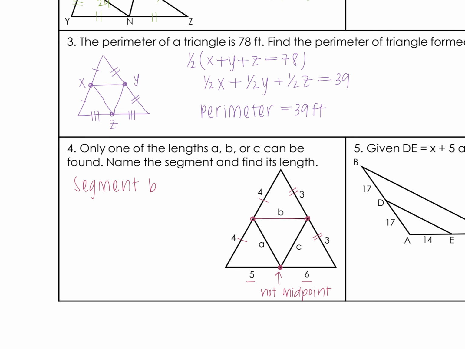So we're naming the segment, so segment B, and we want to find its length. Okay, so to find the length, we're going to say that 5 plus 6, so the sides parallel, divided by 2, because it's a mid-segment, which is just going to be 11 over 2. And so we can say that B is equal to 11 halves, or if you want to write it as a decimal, you can say 5.5.